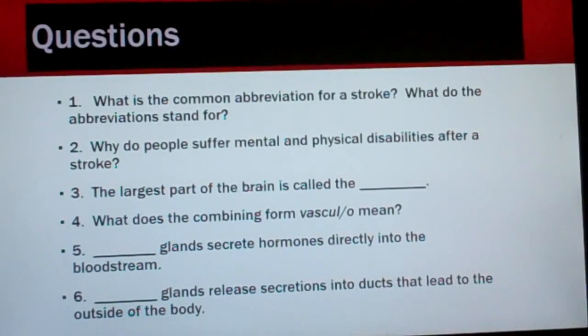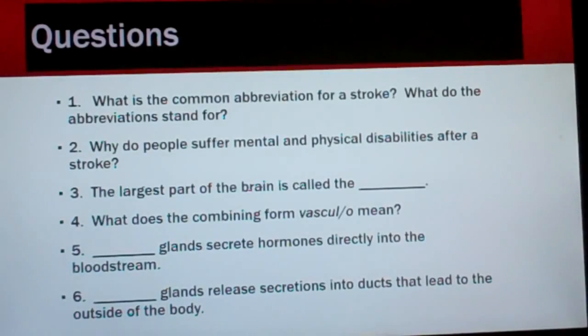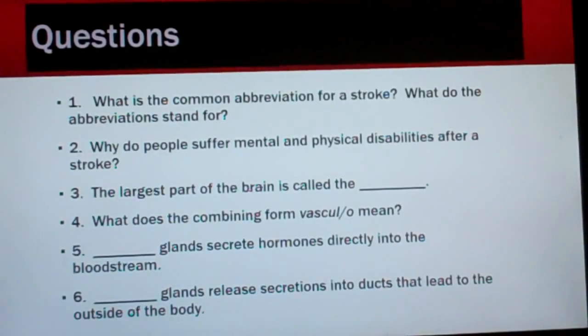Number 4, what does the combining form vasculo mean? Number 5, blank glands secrete hormones directly into the bloodstream. Number 6, blank glands release secretions into ducts and lead to the outside of the body.